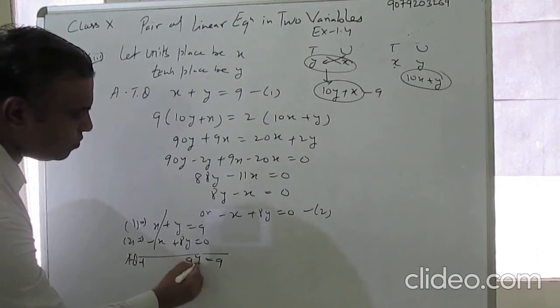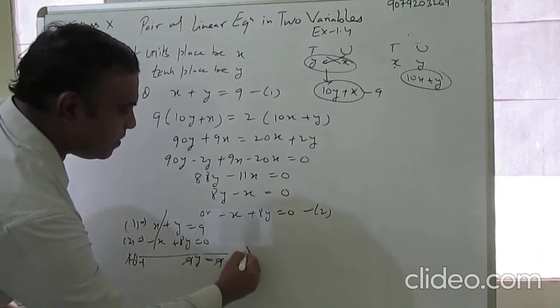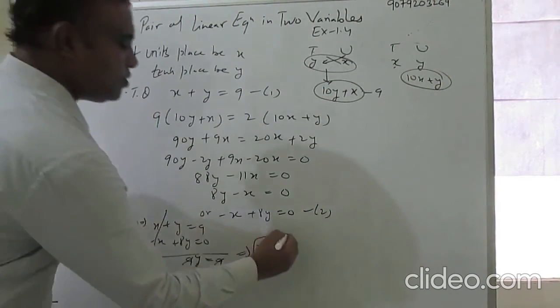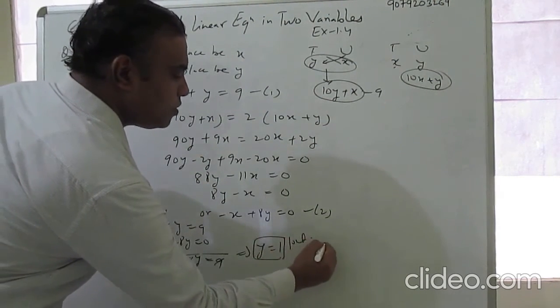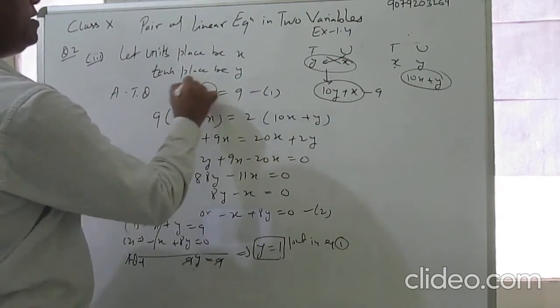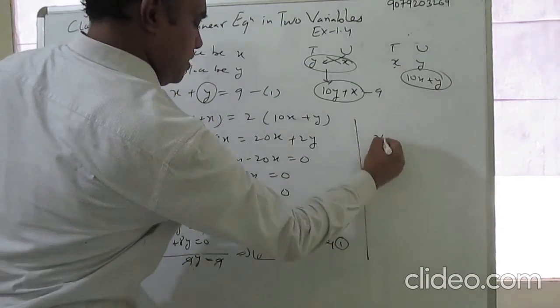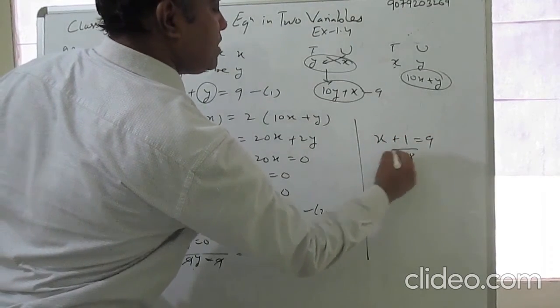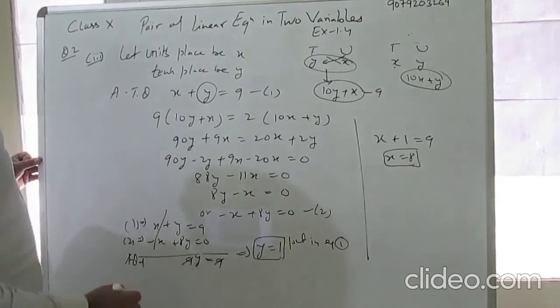9y is equal to 9, this implies y is equal to 1. Put in equation 1. We get, इसको अगर y को 1 में रख देंगे तो क्या हो जाएगा, x plus 1 is equal to 9. So what is the value of x? 8.